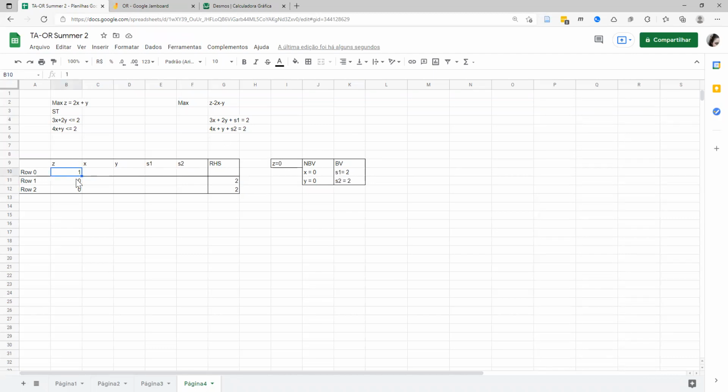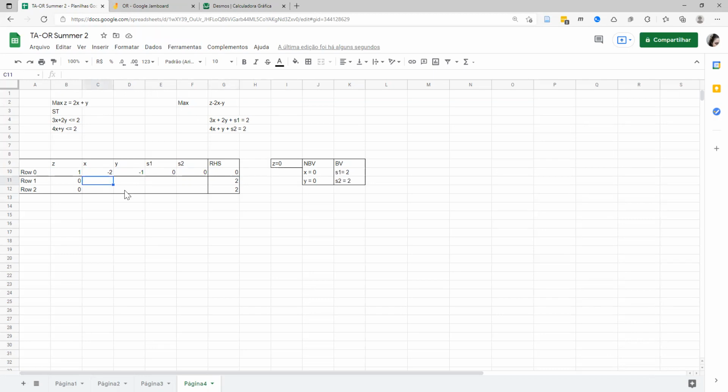Let's go back to the tableau. We have the Z row, and the x coefficient is going to be minus 2, because it's here, and y minus 1. The slacks are going to be 0 because they don't appear in the objective function. The right-hand side is going to be 0, because that's our Z.